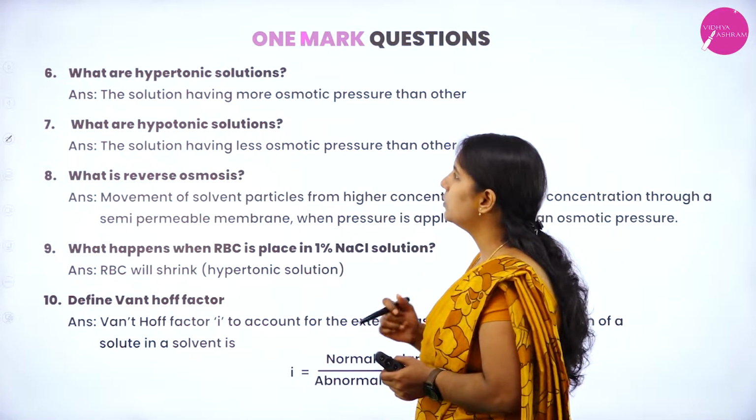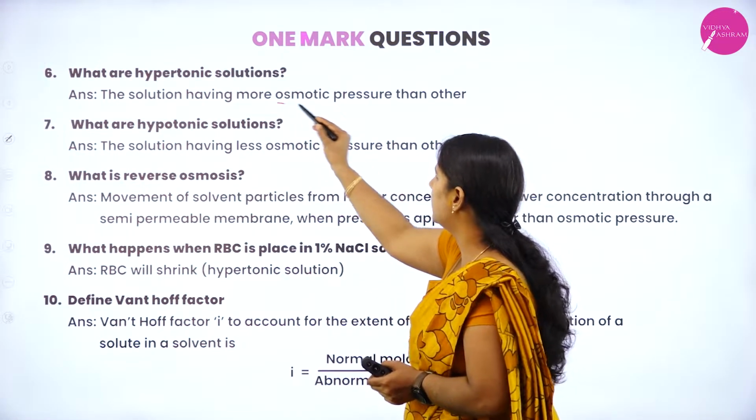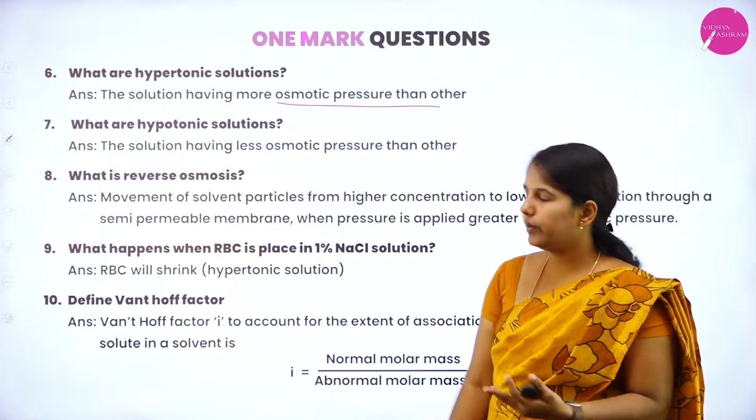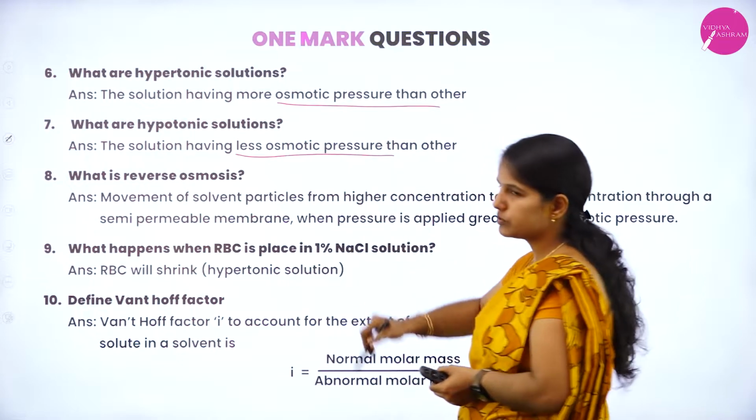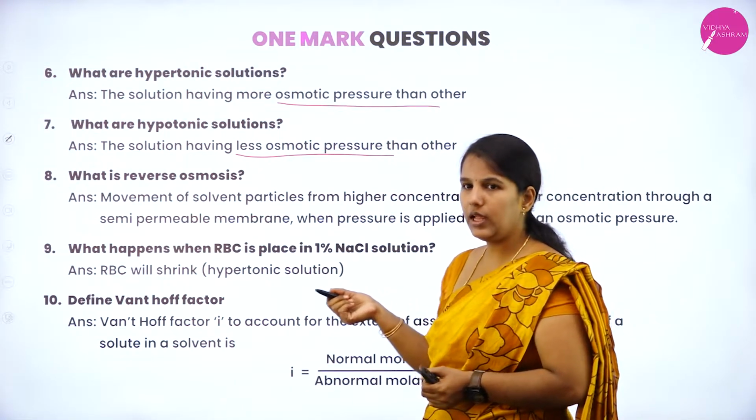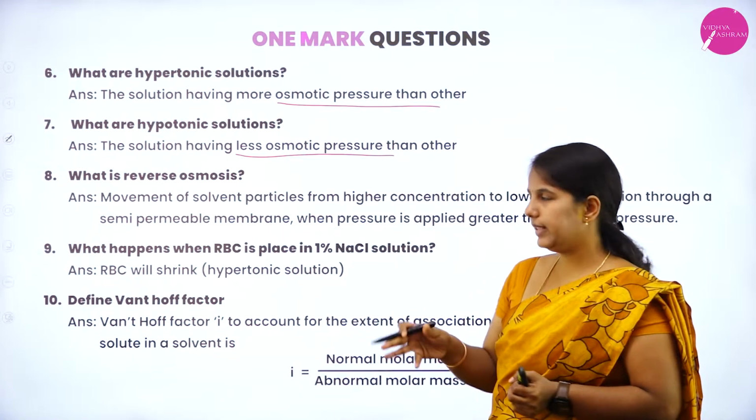So, what is a hypertonic solution? The solution which has more osmotic pressure than another one is said to be hypertonic. Hypotonic is having less osmotic pressure than another cell. That is said to be hypotonic. Isotonic is having the same osmotic pressure between the cells.